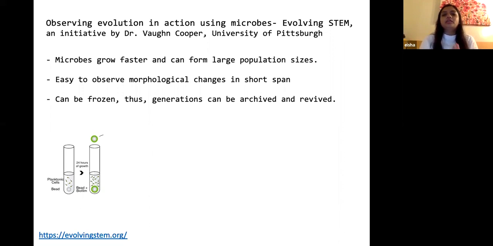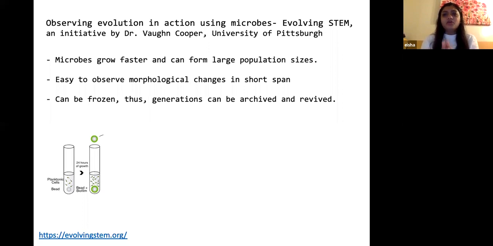This experiment is a way to use microbes as a model to study evolution. Now, evolution is how you evolve from your ancestors, right? But why microbes are very useful in studying questions about evolution is they grow faster. A microbial cell can divide in 20 minutes. Sometimes, depending on species, they can take a day to divide, but this is still faster than what we as organisms do. So they can grow faster. They can form large population sizes in a confined place, and therefore they are easy to handle.